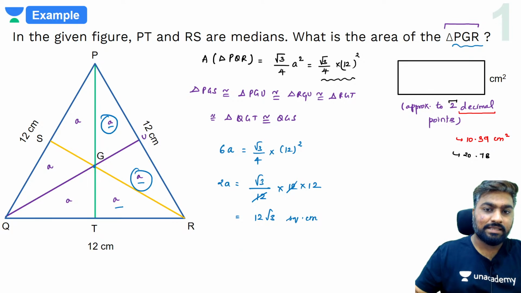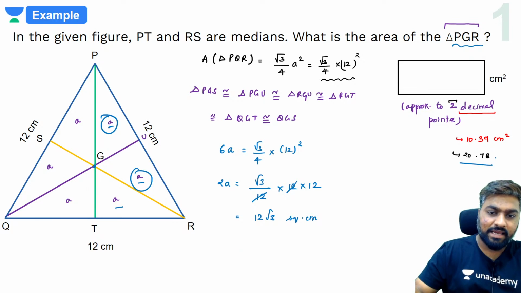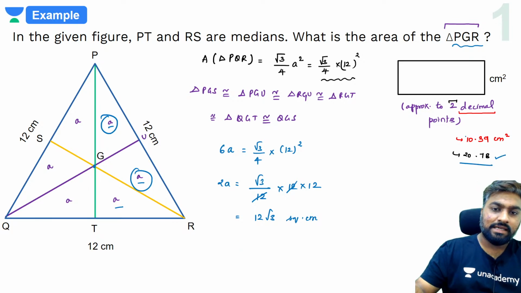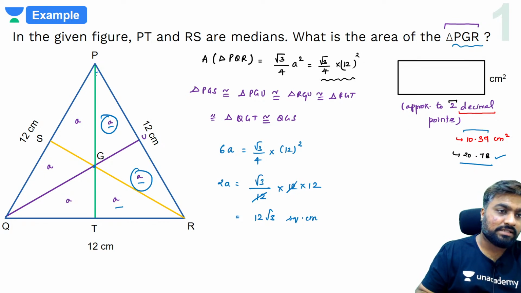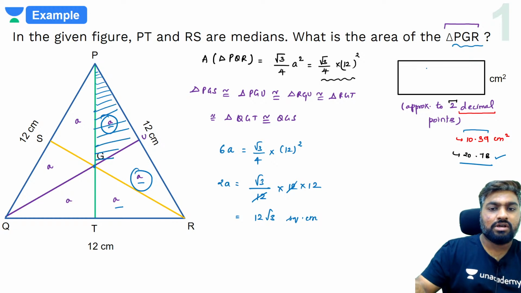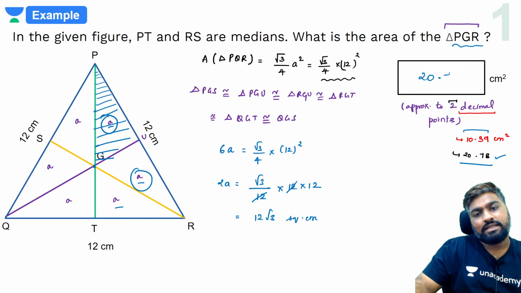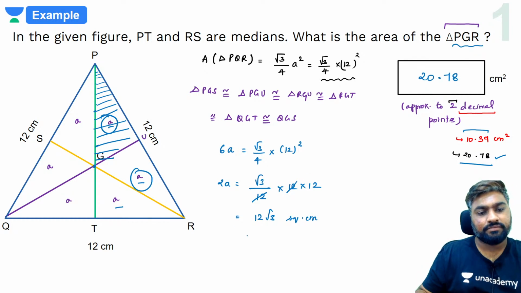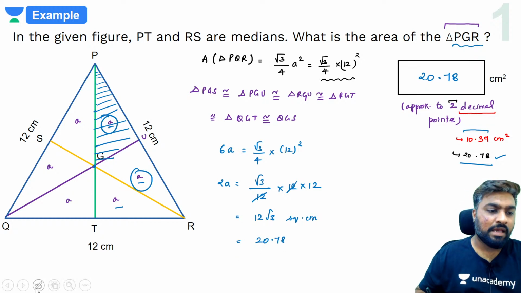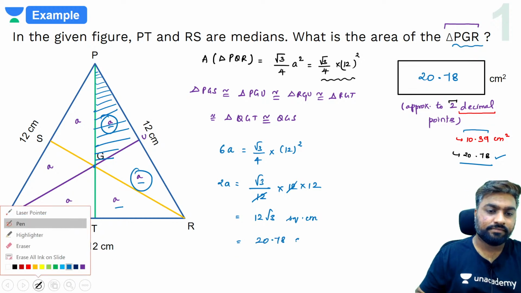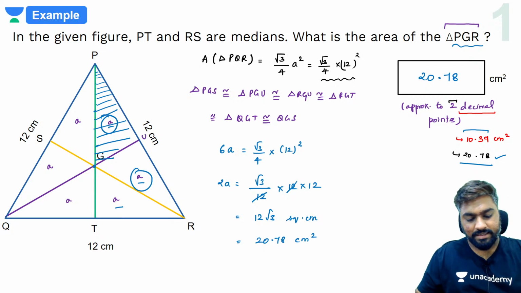So the actual answer is 20.78. Very good. This is half of it. This is just one part of this. So this triangle's area will be 10.39. Yes, so what's your answer? 20.78 centimeters square. Understood everyone? Say yes if you understood this logic, guys.